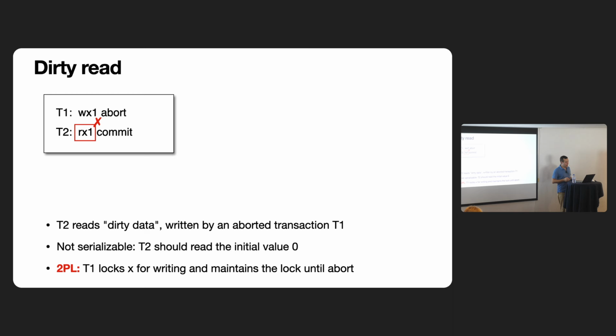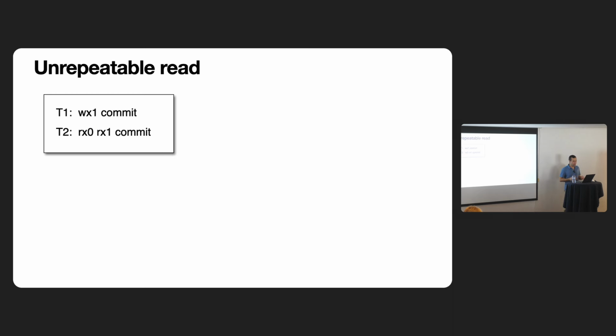Okay, great. Then the next example is what's called unrepeatable read. You have, again, T1 that writes 1 to X and then commits, and then T2 that reads X twice. The first time, it doesn't see the write by T1, so it reads 0. The second time, it reads this object again, and now it sees 1. So T2 first doesn't see something, and then suddenly it sees it. That's not serializable.